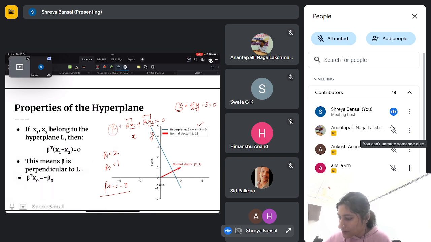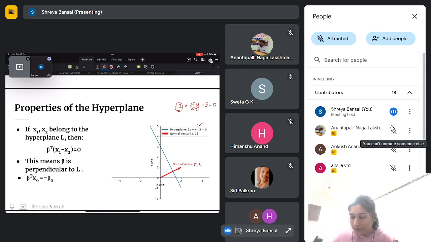Let me remove all this. So now you get this, right? What is beta here? All right, so let's say there are 2 points. Just look at the first point written here. Let x1 and x2 belong to the hyperplane L. Wherever I use the hyperplane, I will name it capital L. So let's say there are 2 points, this is x1 and this is x2. And these x1 and x2 are vectors.